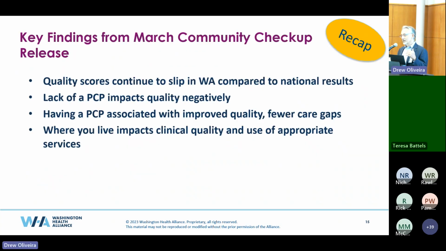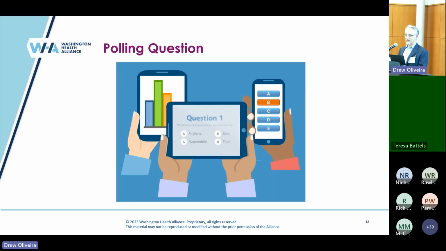So those were the big things that we saw. Quality is an issue. Overall, lack of a PCP negatively impacts your quality issues. Not having a PCP means you're probably not going to get screened, you're not going to close your care gaps, and where you live makes a big difference from a quality standpoint.